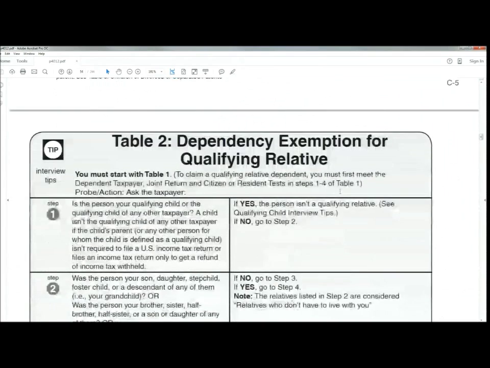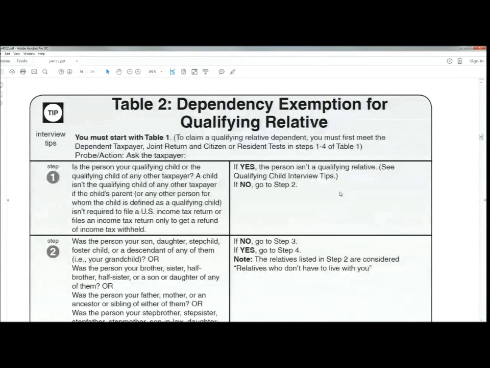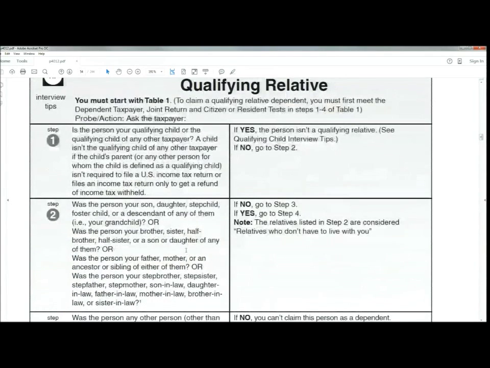So next page, Table 2. Let's see, is Brittany a qualifying relative? Is the person your qualifying child or the qualifying relative? No, we've already analyzed that. No. So go to step 2. Was the person a daughter? Yes. Go to step 3. And what we're doing here, guys, is this test here.